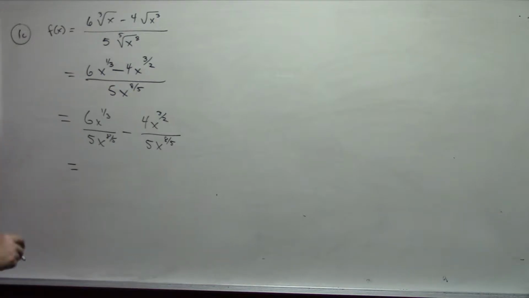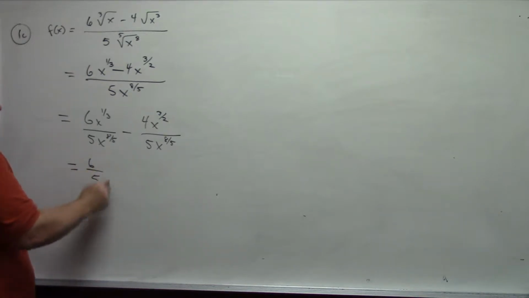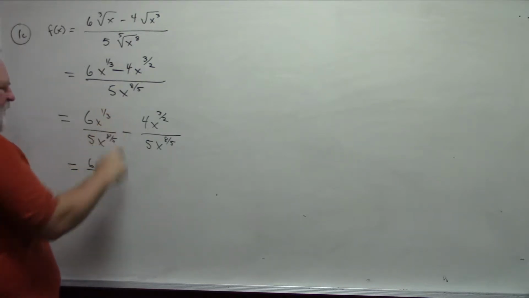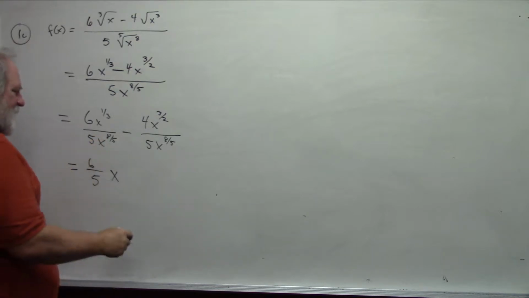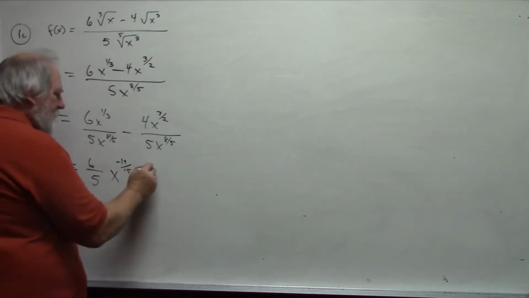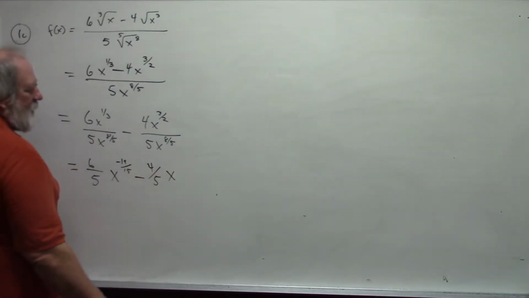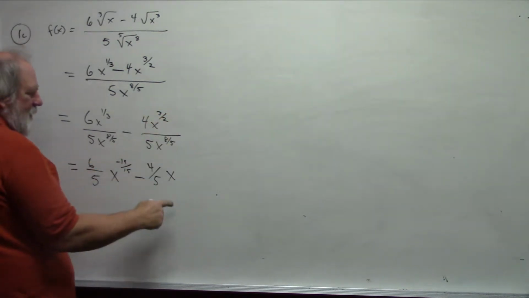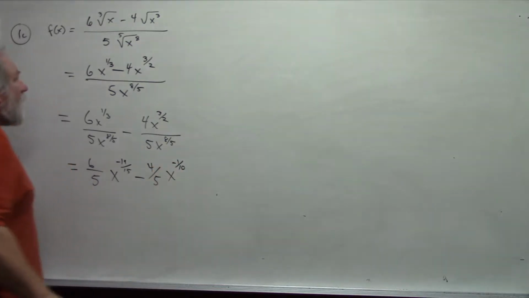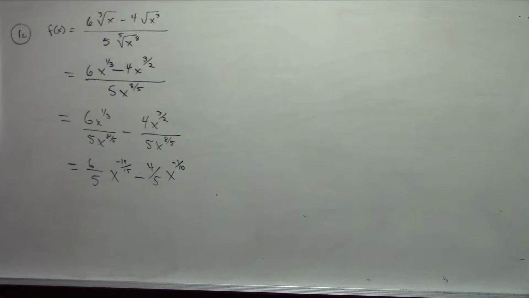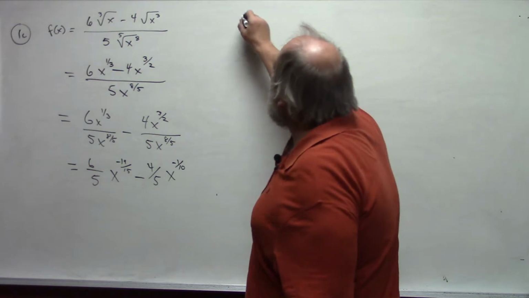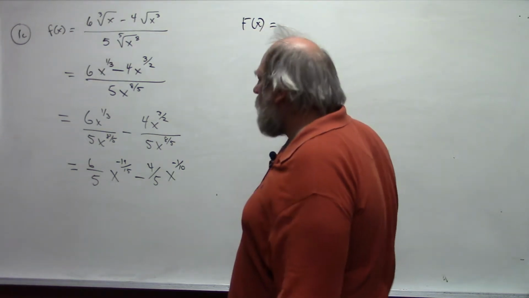which then becomes, using my rules of exponents, 6/5 x to the, I get 5/15 minus 24/15 is negative 19/15, minus 4/5 x to the, I get 15/10 minus 16/10, which is negative 1/10. This is still the original function. I have not found the antiderivative yet. We can now, however, find the antiderivative using my reverse power rules.